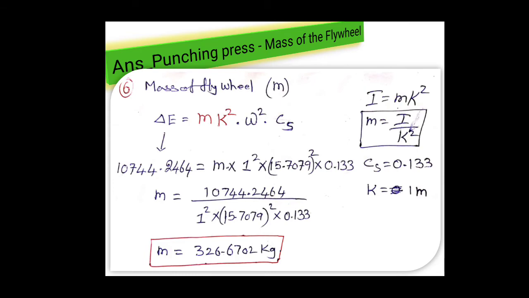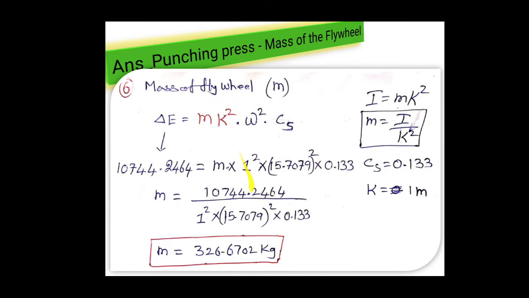Then the last one is the final punching press, the mass of the flywheel. We have to identify M. We know the existing formula: del E is equal to I omega squared CS. Instead of I, m k squared. So rearrange this formula: M is equal to I divided by k squared. Otherwise, we try to find the value of I directly, without knowing k.